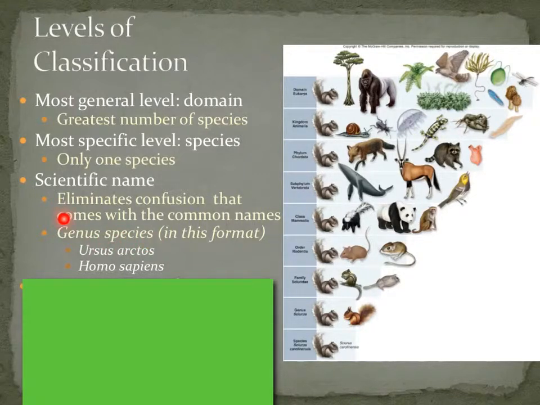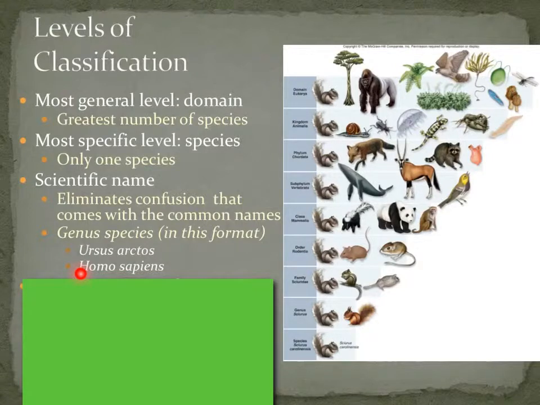Genus is always capitalized, species is not. And when you're typing it, they should be in italics. Right? So for example, Ursus arctos is a grizzly bear, and Homo sapiens is us. So everything has a specific scientific name, and only one thing has that scientific name.